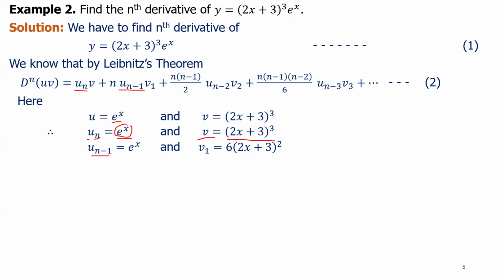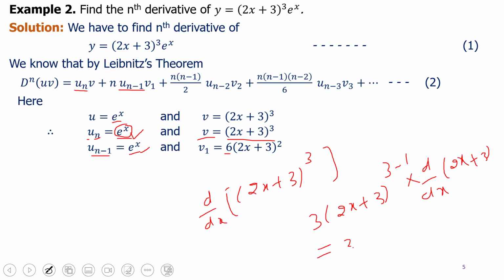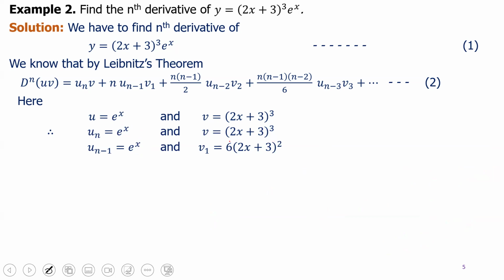Since this term is free from n, the nth derivative is e to the power x, the n minus 1 derivative is e to the power x, and v1 is, what is the derivative of (2x plus 3) whole to the power 3? Its derivative is nothing but 3 times (2x plus 3) whole to the power 3 minus 1 into again the derivative of 2x plus 3, which can be written as 3 times (2x plus 3) whole square, and the derivative of 2x plus 3 is nothing but 2. 2 into 3 is equal to 6. So now its value is 6 times (2x plus 3) whole square.